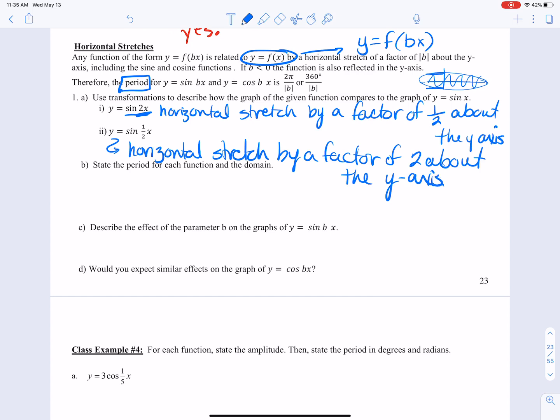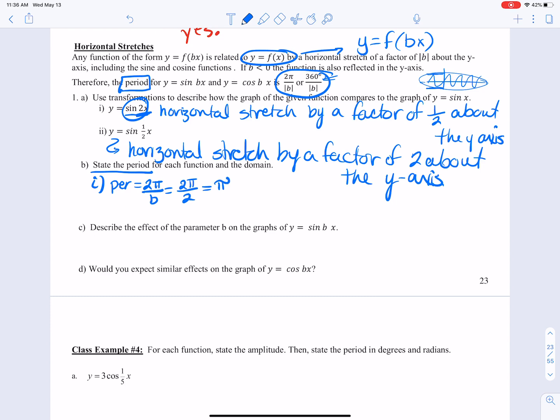Now, because this affects the period, what happens is if I'm in radians, we take 2 pi divided by b, and if I'm in degree mode, we take 360 divided by b, and we only consider the absolute value or just the positive value of b. So when it says state the period for function 1, the period is equal to 2 pi over b, which is 2 pi over 2, which is just pi.